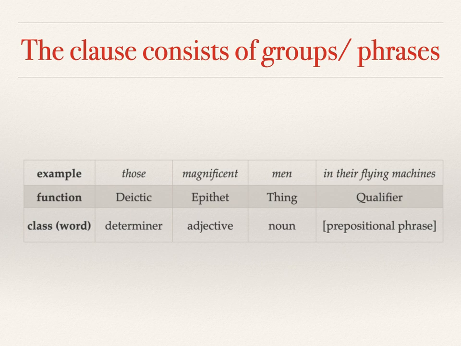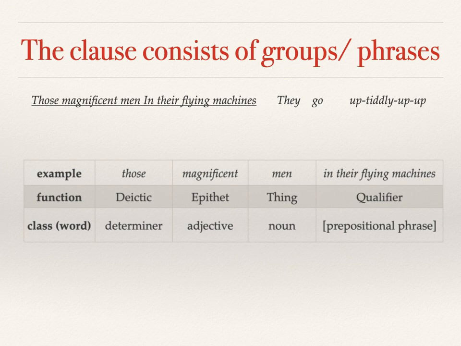Groups then consist of words, or as I said, downranked group phrases serving as if they were words. Groups in turn, as well as phrases, serve as a component part of clauses. So clauses consist of group phrases. If we look at the example from this little song in the film, those magnificent men in the flying machines, they go up, tiddly up, up. Those magnificent men in the flying machines, the nominal group we've already looked at. And then you have they, another nominal group, and go, a verbal group, and up, tiddly up, up, an adverbial group.